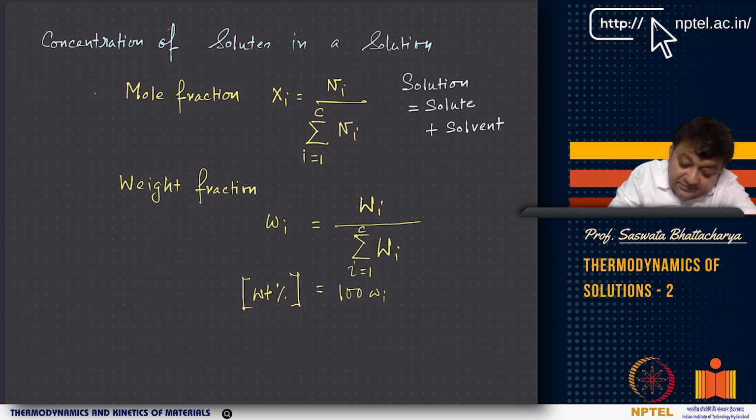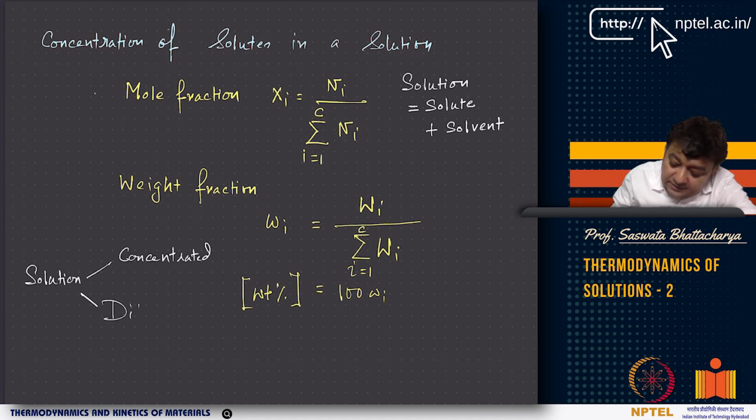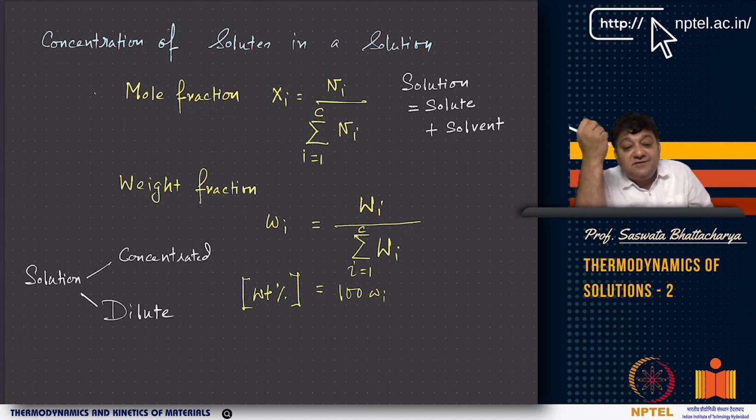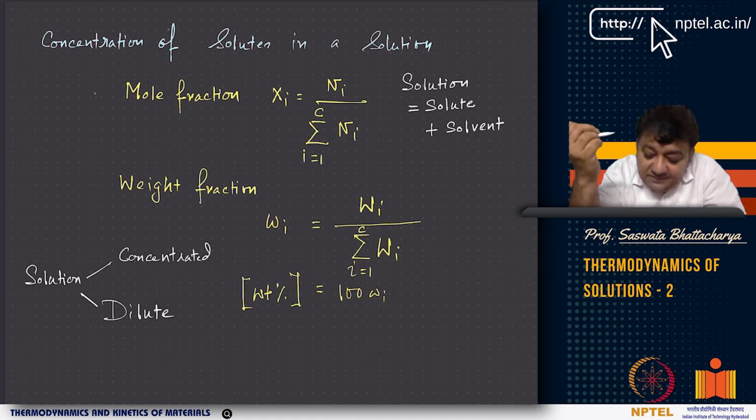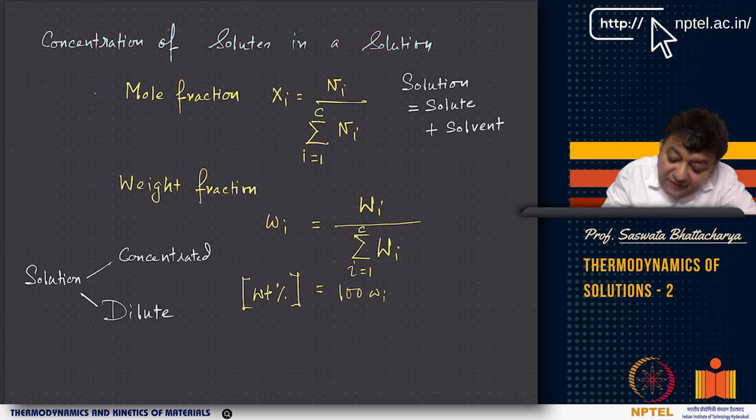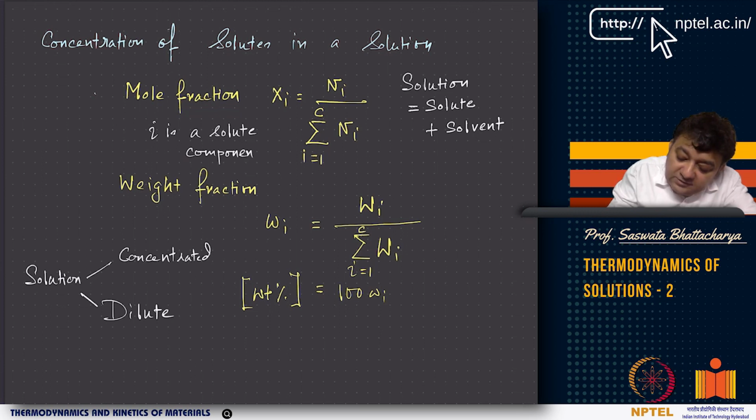Now when you have solute and solvent, there are these varieties of solutions. There is a classification that we know: a solution can be concentrated, or it can be dilute. Dilute means the mole fraction of solute is very, very small compared to the solvent. When it is concentrated or a normal solution, you use the mole fraction of solute. So Xi, if I consider I to be a solute component, so this is solute component I.